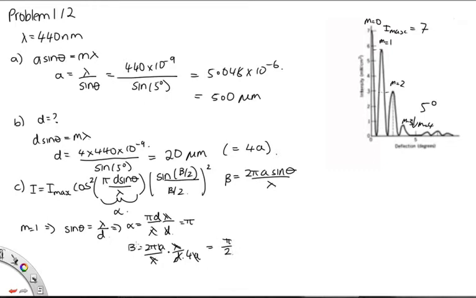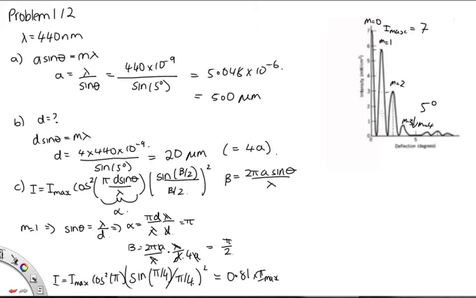So now we can substitute this in to get that intensity. So we've got I is equal to I max cos squared pi. So this will be minus 1 squared, which will just be 1, times sine of pi on 4 all over pi on 4 squared. So solving that on the calculator, we end up with 0.81 times I max.